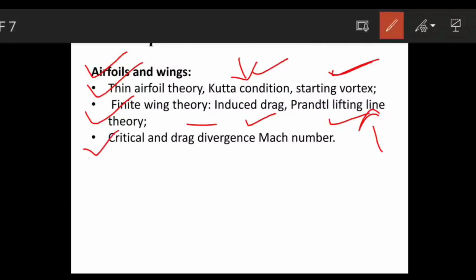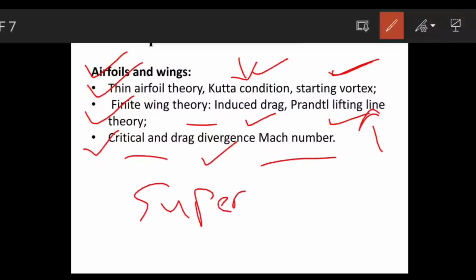And the last one is critical Mach number and drag divergence Mach number. So guys, this is also important for supersonic flow. Understand? The critical Mach number and drag divergence Mach number study is for supersonic flow, and it is important to understand the performance parameters of the aerodynamic shape of the wing. So this is about airfoils and wings. Let's see the remaining topics.